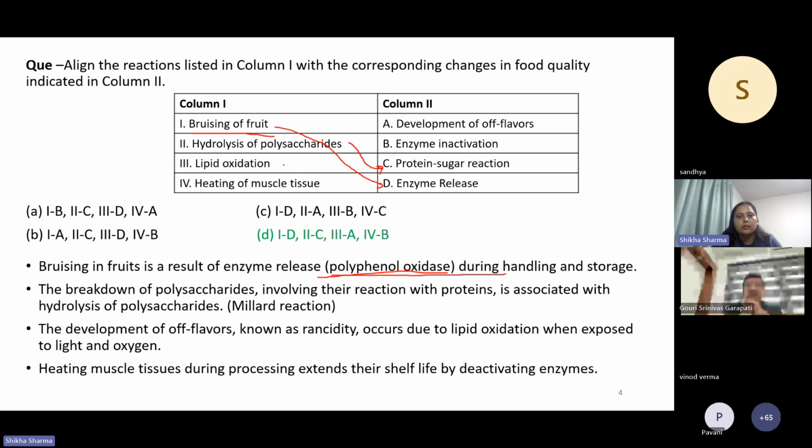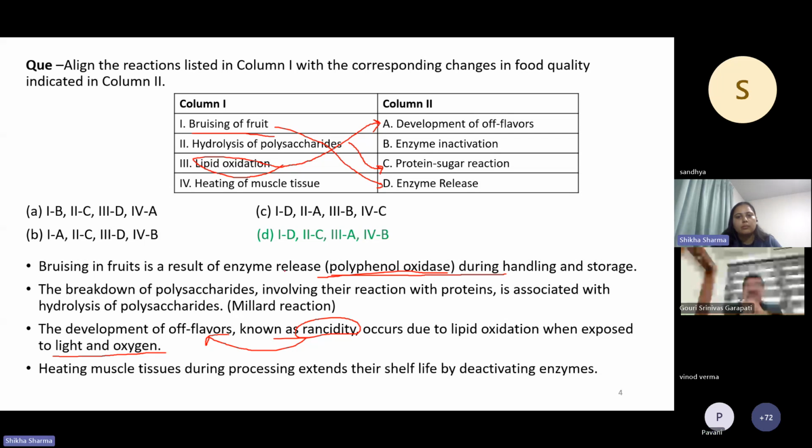The third one is lipid oxidation. Lipid oxidation is related to the development of off flavors, because the lipid oxidizes in the presence of light and oxygen, which causes rancidity. Due to the rancidity there is the development of off flavors. So option 3, lipid oxidation, is related to development of off flavors.